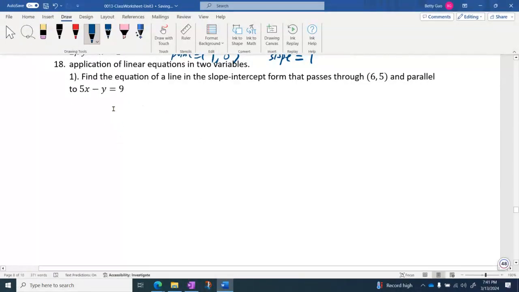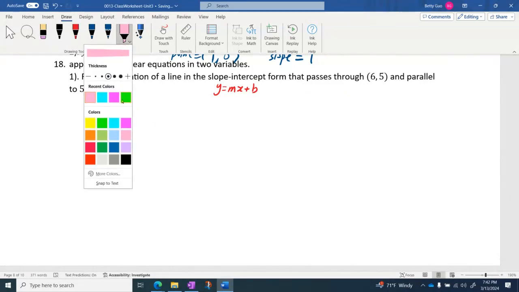Let's read the question first. This question, we're looking for the equation of a straight line in the slope intercept form. That means we have to write the line in the slope intercept form. Slope intercept form looks like this. And we know the line passes through (6, 5) and is parallel to 5x minus y equals 9. That's the information we know.